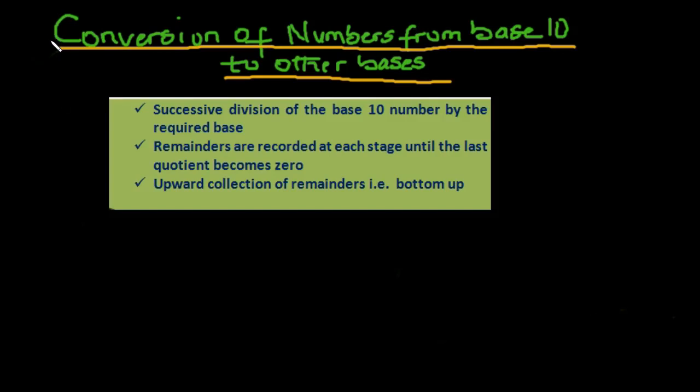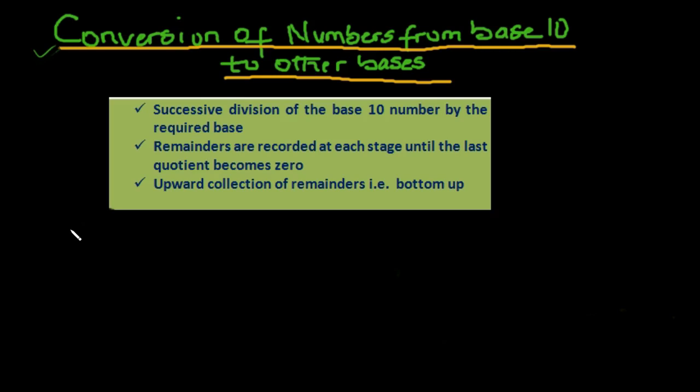Now the first topic I'll be treating there is the conversion of number bases from base 10 to other bases. And that simply involves the successive division of a base 10 number by the required base. The remainders are recorded at each stage until the last quotient becomes 0. Then we have the upward collection of remainders, that is from bottom up. Let me show you what I mean.